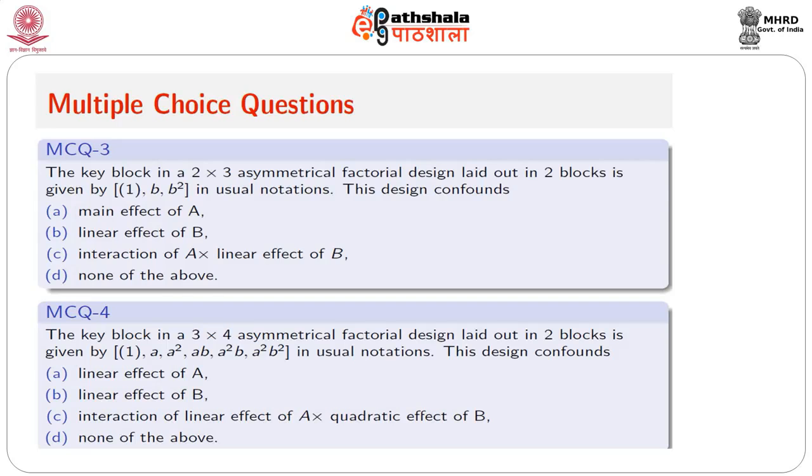The key block in a 3x4 asymmetrical factorial design laid out in 2 blocks is given by this, and then the usual design notations. Yes, okay. So you have to figure out these are the 6 here, and then we have the remaining 6 on the other side. You know the contrast that is formed out of the 2 blocks. Then you have to see if any of the effects and interactions have been confounded or not. That's the whole idea. Okay.